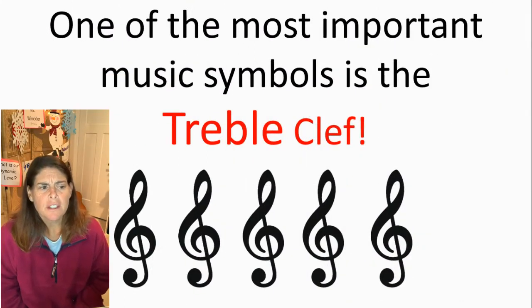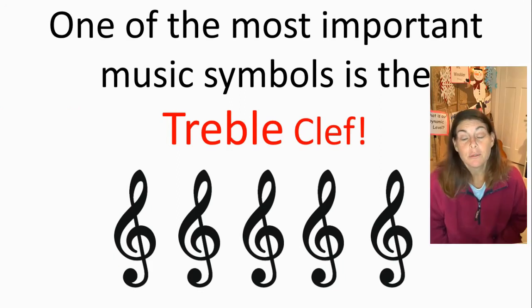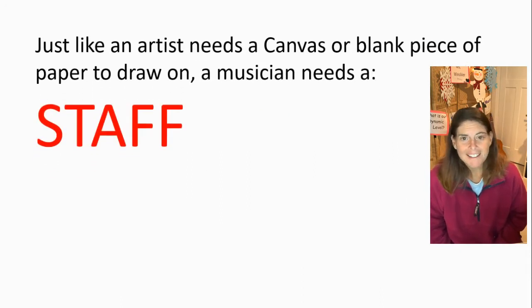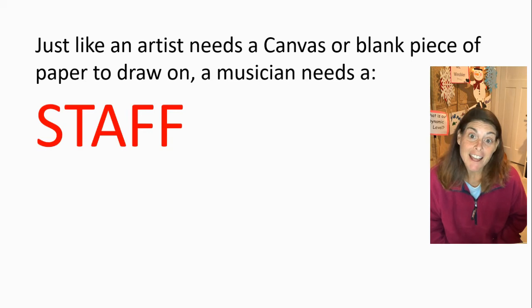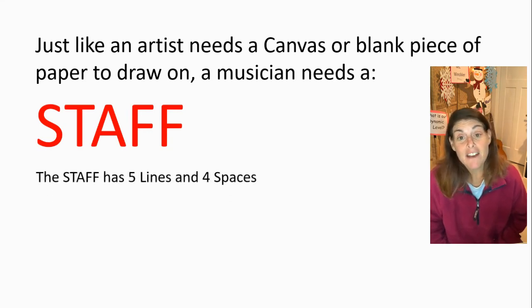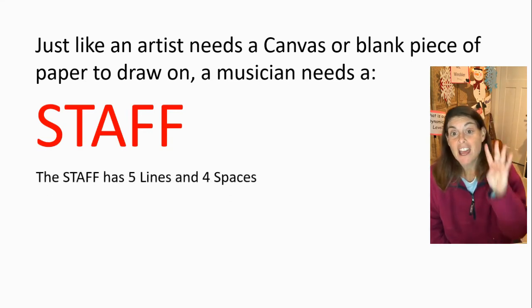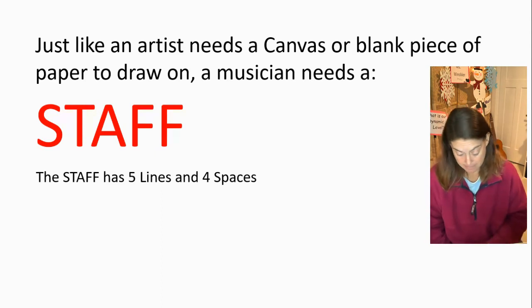One of the most important music symbols is obviously the treble clef. We need that for all of our music writing and notation. Just like an artist needs a canvas or blank piece of paper to draw on, a musician needs a staff. The staff has 5 lines and 4 spaces.